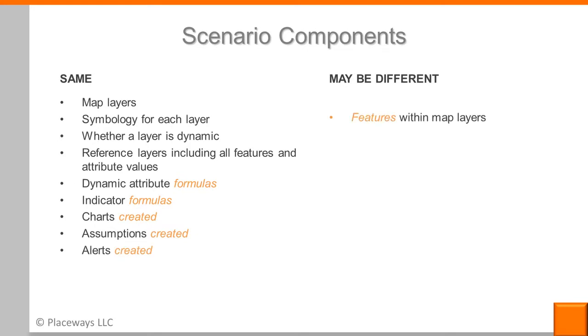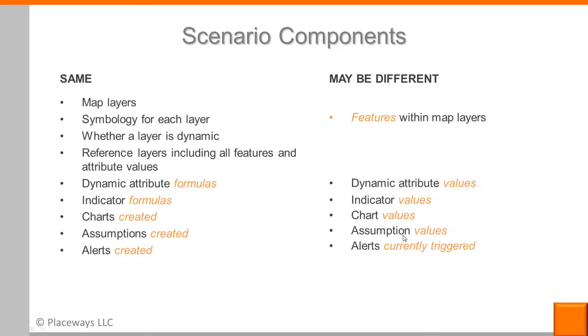What may be different is the features within map layers, and then the values generated by all these formulas, including dynamic attribute formulas, indicator formulas, chart values, assumption values, and whether an alert is triggered. Now there are some exceptions to this for advanced users. Those include linked layers and scenario-specific indicators, but for most purposes this is a good list.